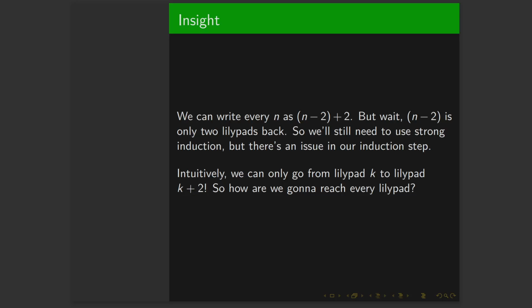So we can write every n as n minus 2 plus 2. And one thing you'll notice here is that n minus 2 is only 2 lily pads back. So we'll technically have to use strong induction, since we're not just relying on the kth lily pad. Even though it's just k minus 1 that we're going to be looking into, we still call it strong induction, even though we don't need everything from 2 to our number k. That's fine. So we're going to use strong induction here. And intuitively, we can go from lily pad k to lily pad k plus 1, because all we do is take a number and add 2, add 2, add 2, add 2. And if we think about this logically, okay, let's reach every single lily pad.